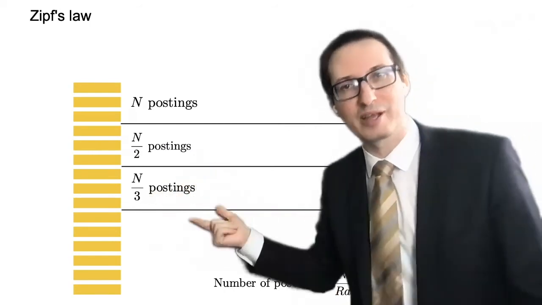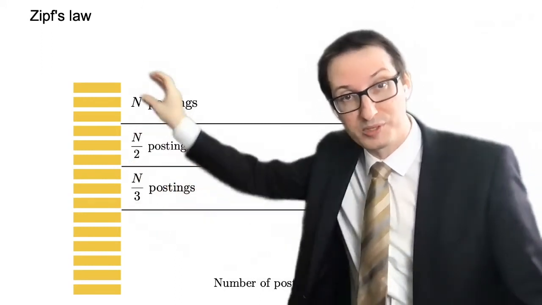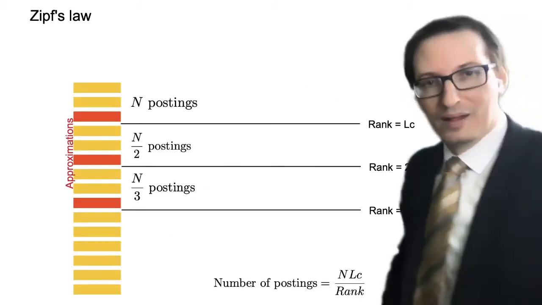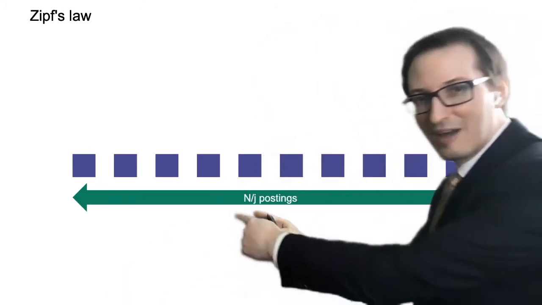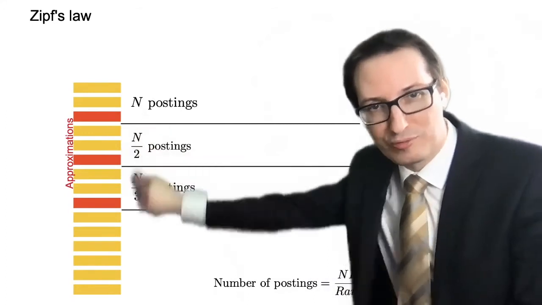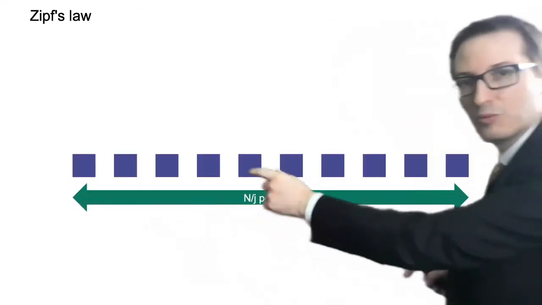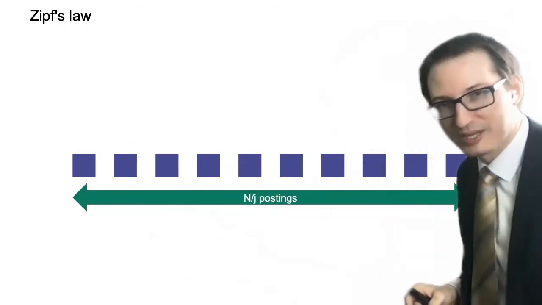So you see, this is the reason I created the blocks, because now I have a simple number of average number of postings for every block, right? Okay, these are approximations. Now, if I know the number of postings, that tells me something about the gaps. Because if I have N over J postings in the J group, what is my average gap in there? Can anybody tell me the average gap size?